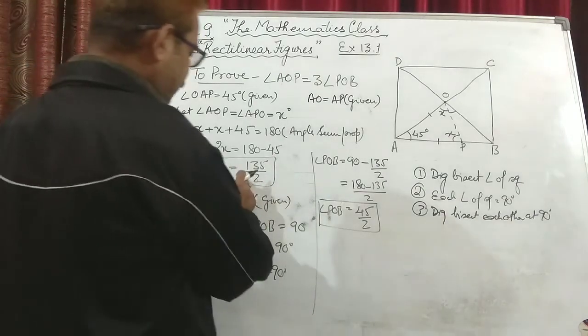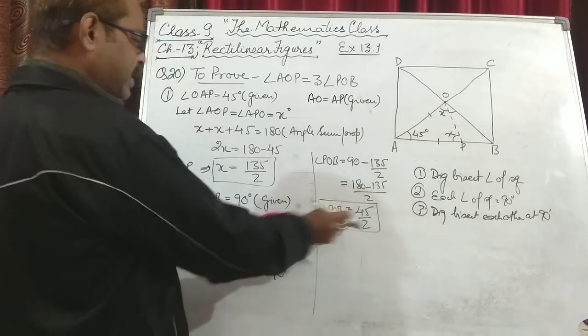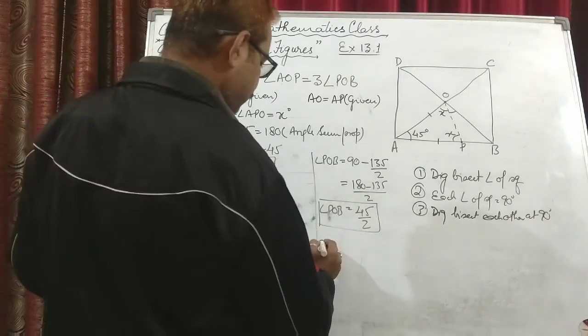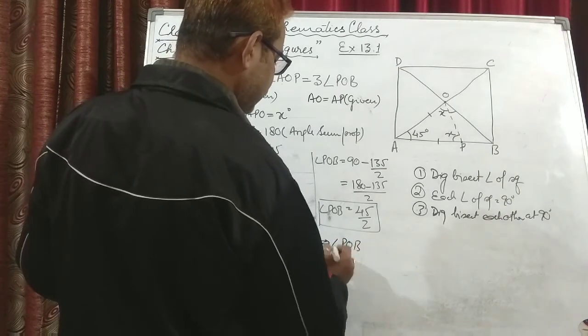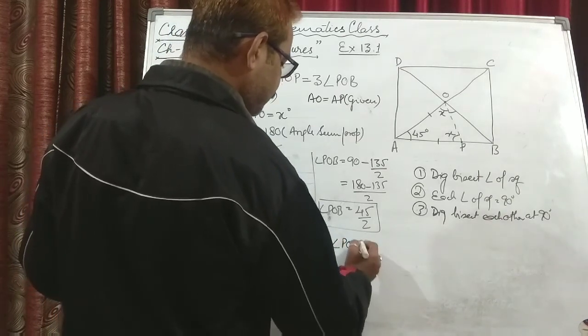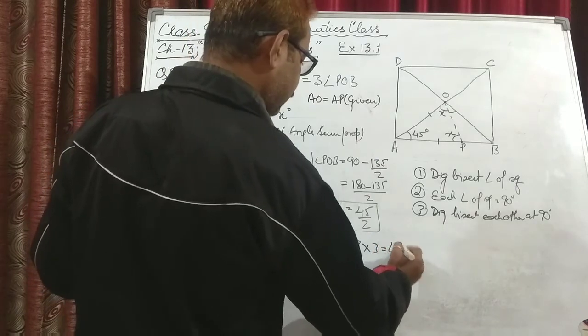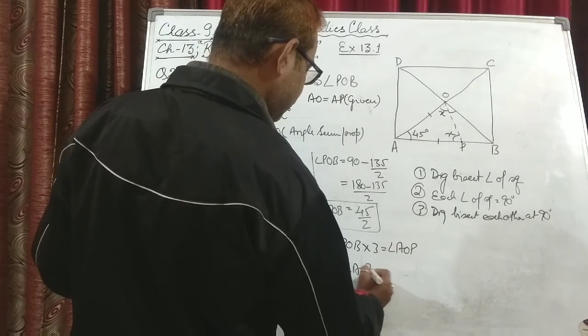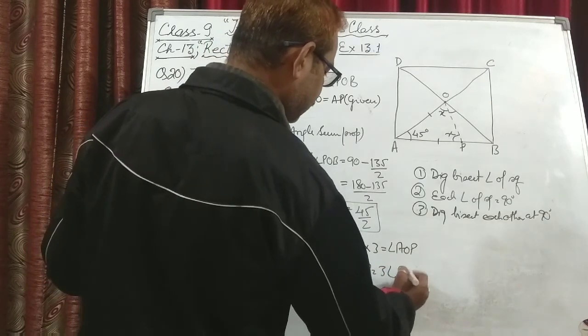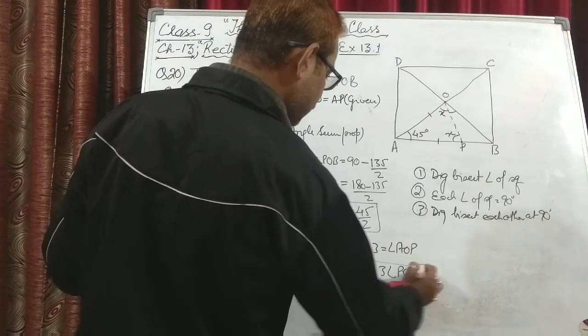If we compare them, 45 times 3 is 135. It means that we can say 3 times angle POB is equal to angle AOP. We have proved that angle AOP is equal to 3 times angle POB. That is the proof.